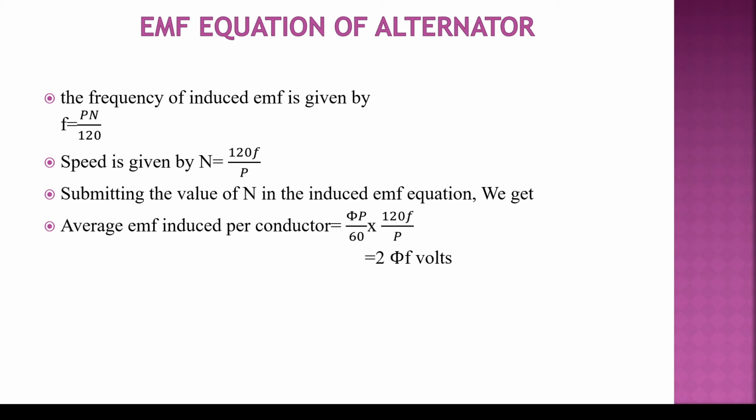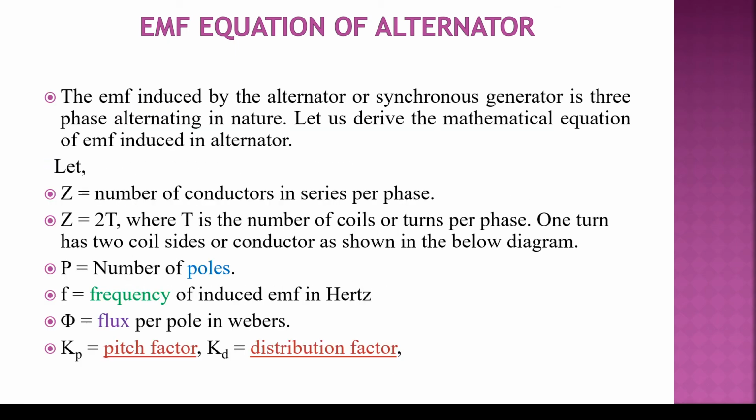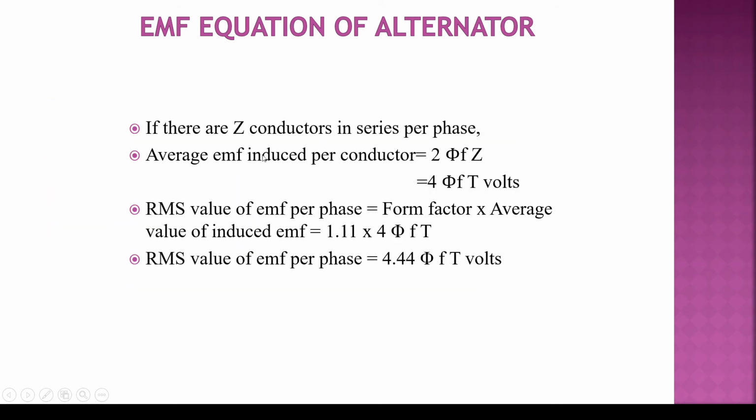So what remains here now? 2 5 f. So 2 5 f volts is the average EMF induced per conductor. Now if there are Z conductors in series per phase, what you have to do is multiply your equation by Z. Average EMF will be 2 5 f into Z. Z is equal to 2T, as we have already seen. So substitute the value of Z as 2T here.